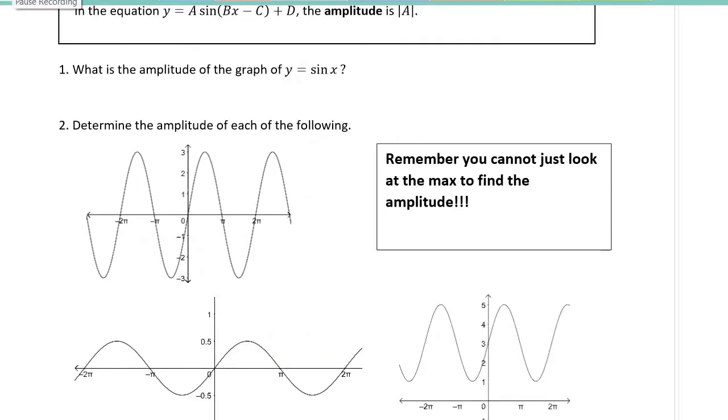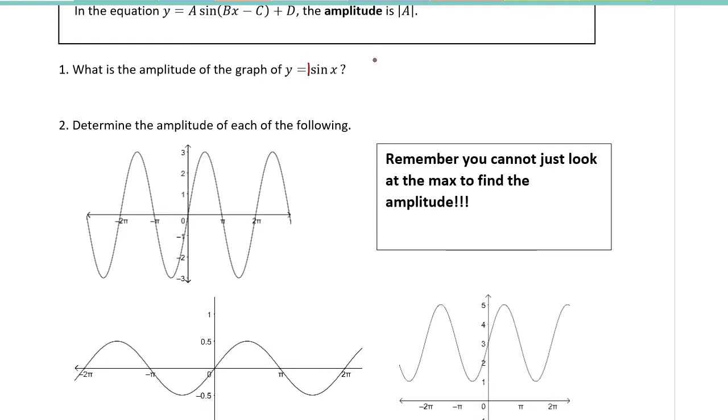Problem 1, what is the amplitude of the graph of y equals sine x? We're going to look at this problem two different ways. First of all, we're going to look at getting our answer from the equation, and the second way is by looking at the graph. Y equals sine x is the same thing as y equals 1 times sine x. There's an understood 1 in front of that sine x.